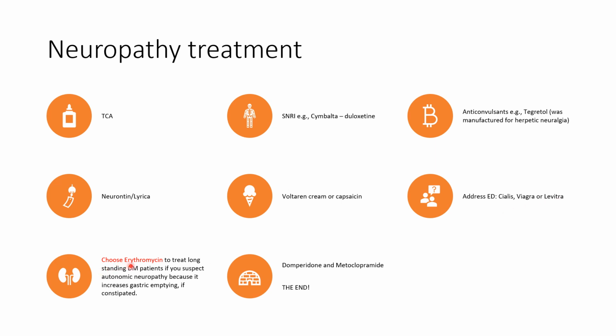Okay. You may choose erythromycin if you have any reason to handle an infectious disease that is bacterial in origin and susceptible to macrolides, in a long-standing diabetes mellitus patient. Why that? If you suspect autonomic neuropathy, because it increases gastric emptying if the individual is constipated. But erythromycin may prolong the QT, and you know what that will mean. From prolonged QT to torsade de pointes, ventricular tachycardia, ventricular fibrillation, asystole, and death. Domperidone and metoclopramide will also be helpful when it comes to increasing peristalsis as needed in autonomic neuropathy. Thanks for that, and that will be the end of neuropathy treatment.